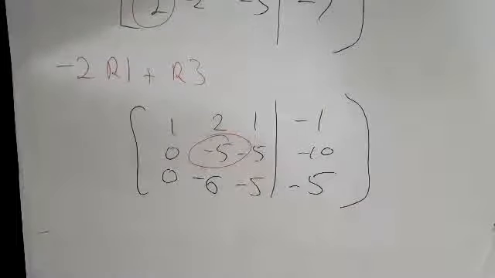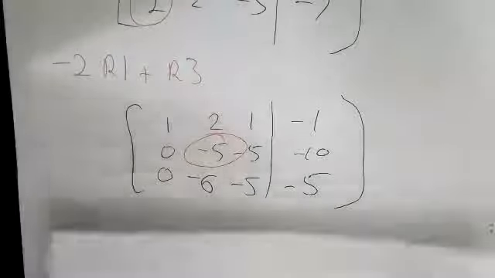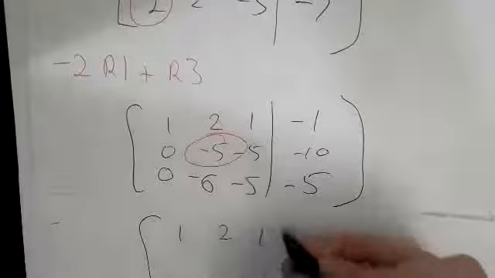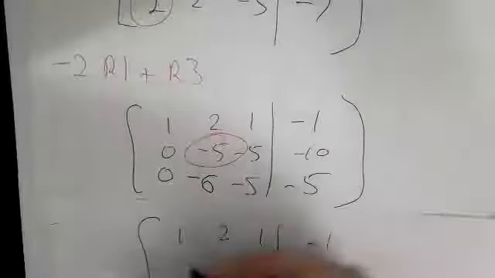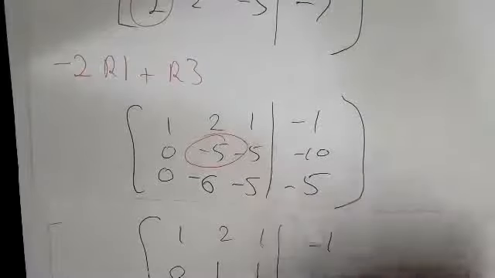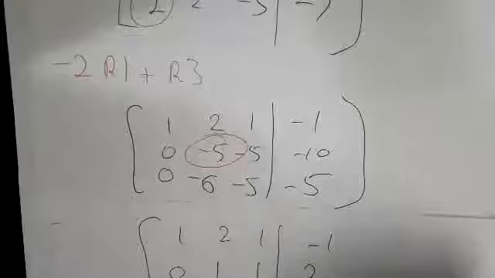All right. Divide by negative five. Divide everything there by minus five. Row two, I should say. Yeah, that's it. Minus one. Zero. Multiplying, this is 1 to 1, and it's 2. This is 0 minus 6 minus 5 minus 5.